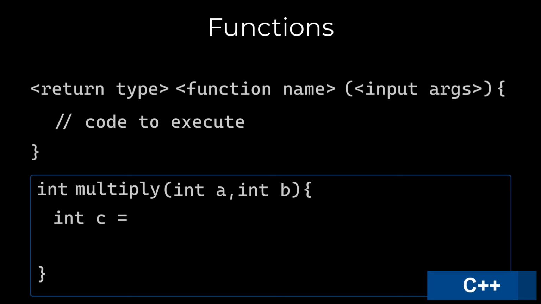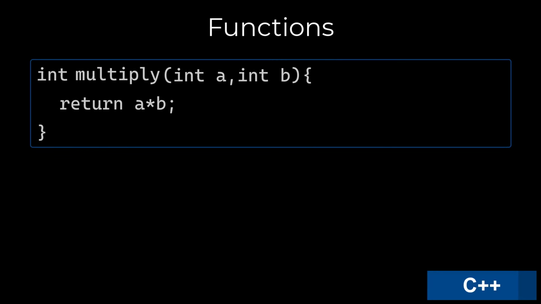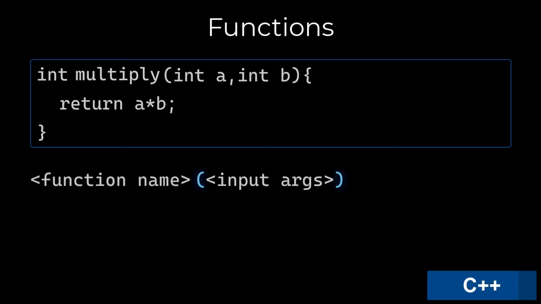Inside, we'll multiply a and b and put them into a new variable c. In order to return the value as the output of the function, we need to use the keyword return. Here, we'll return c. We could also just return a times b without ever creating the variable c, like so. To use a function you've defined, you call it by using its name, along with its input arguments surrounded by parentheses.